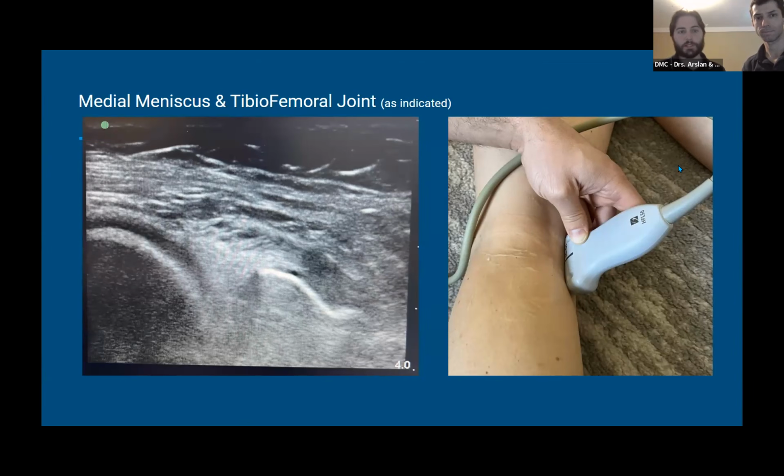So the medial meniscus is usually viewed as a hyperechoic triangle that's located between the medial femoral condyle and medial tibial plateau. It's important to scan across the width of the meniscus, looking for any echogenic changes or extrusion of the meniscus beyond the bony borders. We also want to look at the bony structures, looking at the contour of the tibial plateau and the hypoechoic articular cartilage of the femoral condyle, which we can see right here.